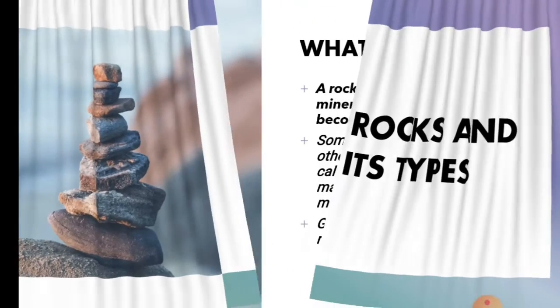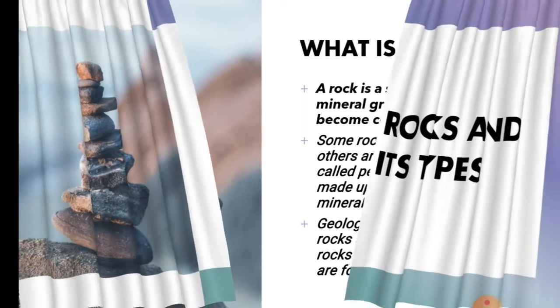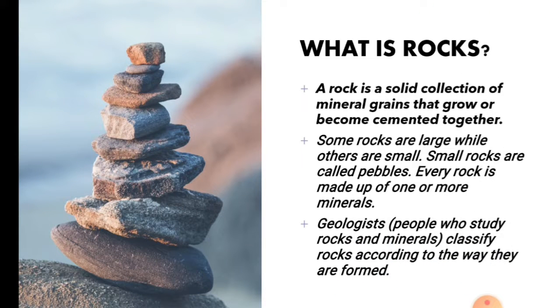Before starting anything, first let's see the basic definition of it. What's the basic definition of the rocks? When we came to know about the rocks, there are so many pictures of it, and you can see on the left side, the picture of the rock. But basically, it's a solid collection of mineral grains that grow and become cemented together. The small rocks are called pebbles, and every rock is made up of one or more minerals. On the other hand, you can say that it's an aggregation or collection of minerals.